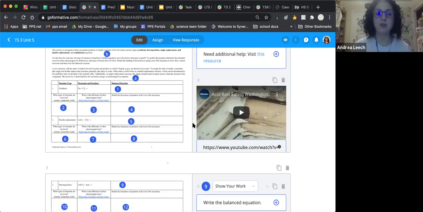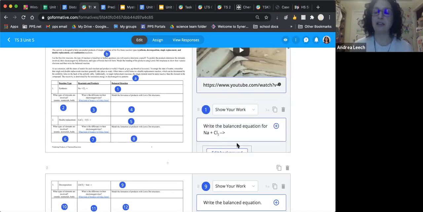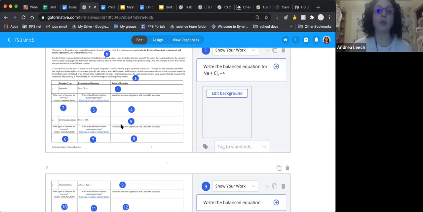A lot of times if you have a paper document, people get confused on how to submit that document and how to turn things in. And I've had a lot of questions around that. So this gets around that. It also has a lot of little videos that help support what is going on in these scenarios. So I recommend the Go Formative version for that.